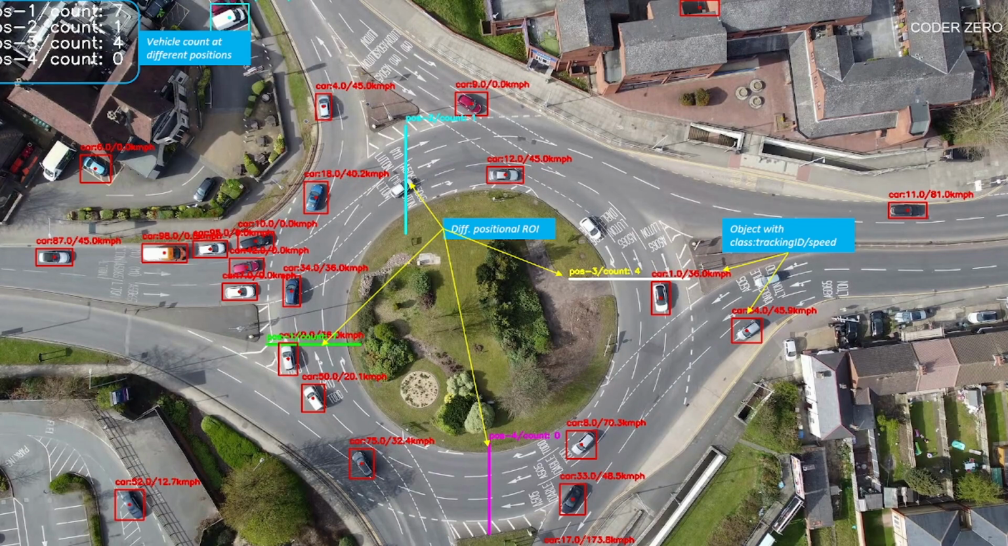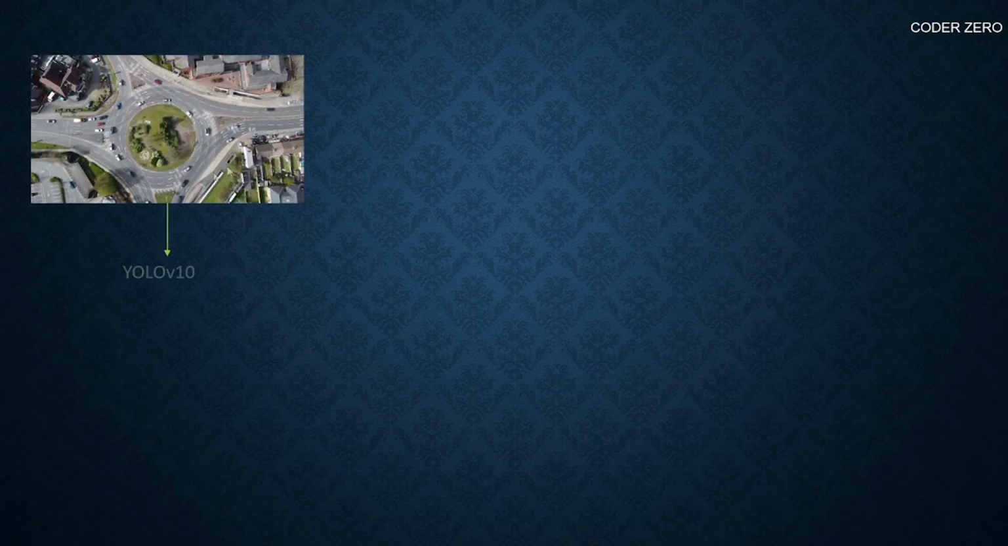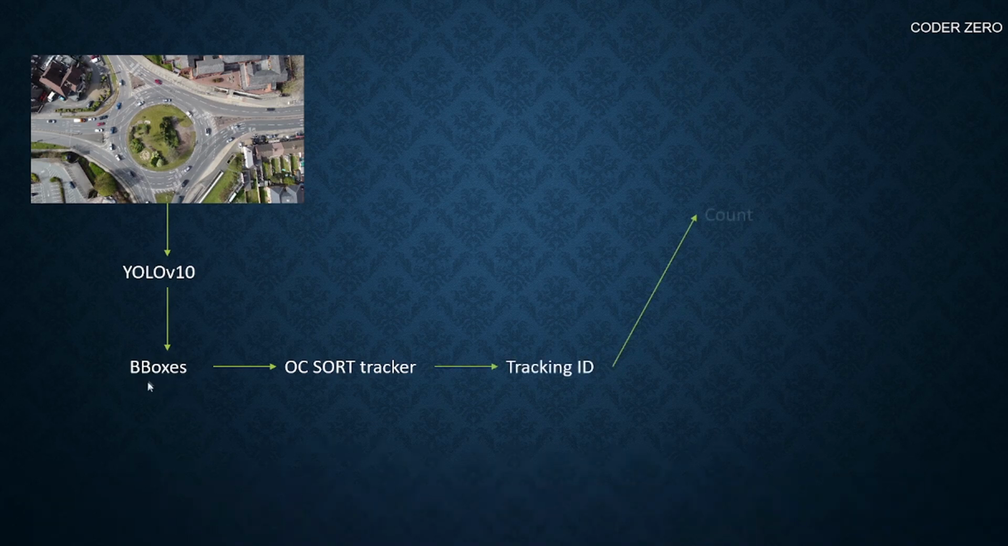Now here the pipeline will look like this. We'll give the image to YOLO. It will give us the bounding box and the class information. Then we'll pass this bounding box to OCSORT tracker. It will generate IDs, and from these tracked objects we'll be doing our counting, we'll be doing our speed estimation, we'll be plotting trails, we'll be plotting heat map also.